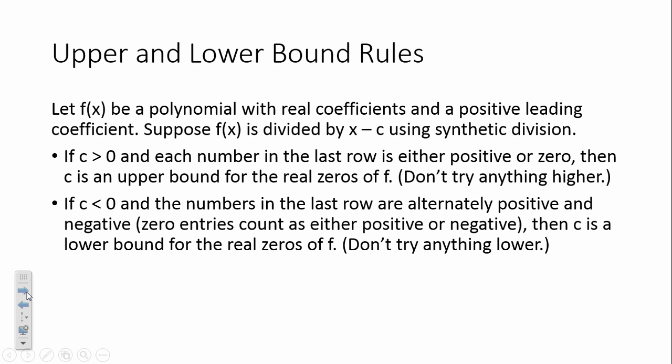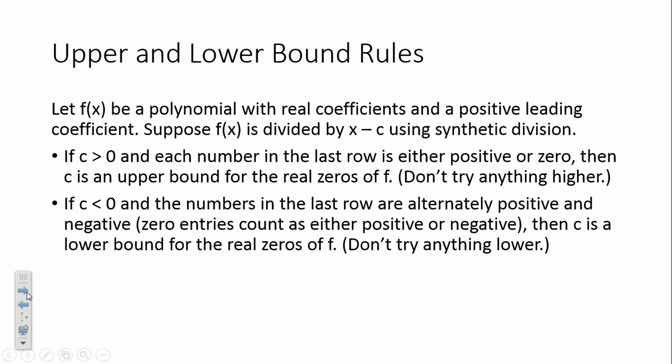We take f of x and divide it by x minus c using synthetic division. If c is bigger than 0, and each number in the last row is either positive or zeros, then we've hit an upper bound. There's not going to be any zeros bigger than that. Okay? So don't try anything higher. You're wasting your time.